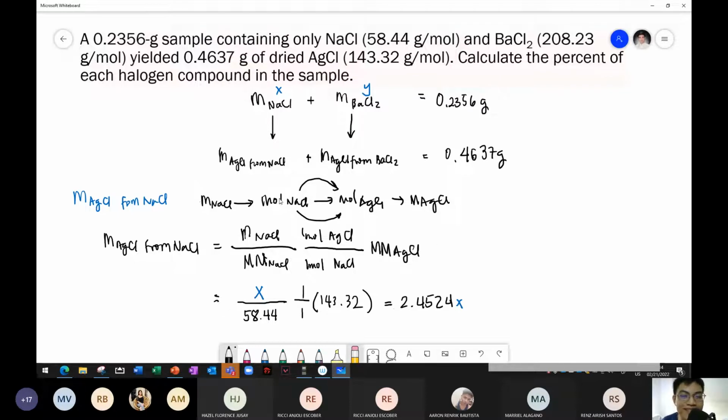Anyway. So for us to get the mass of AgCl from NaCl, what we just did is simple stoichiometry lang. Okay? Nag-stoich lang tayo to see how much AgCl can theoretically form out of x mass of NaCl. So you have x mass of NaCl, divided by the molar mass, and then multiply it by their ratio. Yung ratio nakuha natin sa subscripts ng Cl. So tig-isa lang naman sila, so 1 to 1 yung ratio nila. And then the molar mass of AgCl, ito 143.